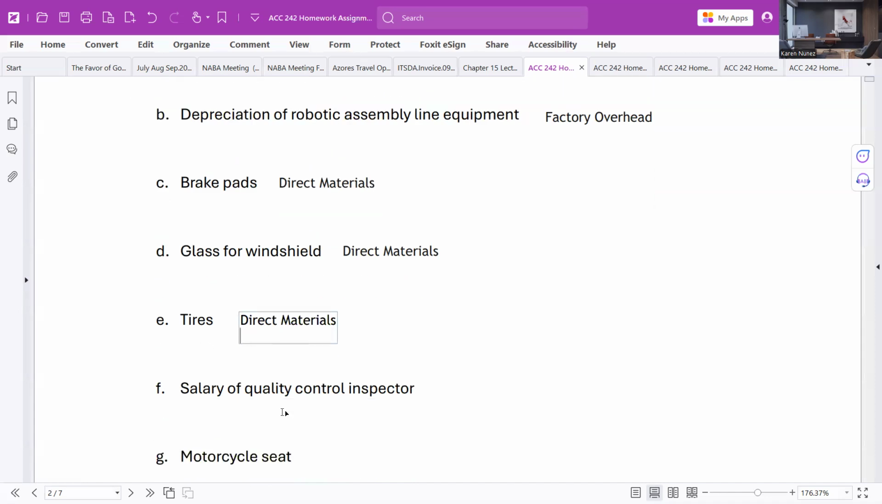And then next in F, we've got the salary of the quality control supervisor. So quality control, it's in the manufacturing plant, right?